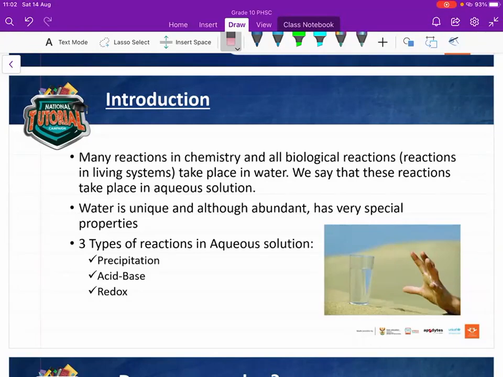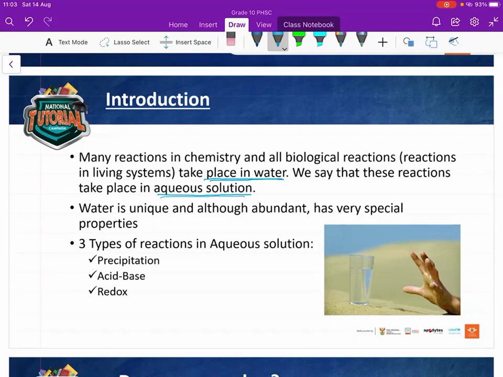Okay, let's get going. Reactions in aqueous solution. Many reactions in chemistry, and all biological reactions, so those are reactions that happen in living systems like animals or plants, take place in water. That's what we mean by aqueous solution: a chemical reaction that happens in water. Water is unique, and although it's everywhere and we take it for granted, it is a very special chemical substance. When people are always moaning about, don't drink this, there's chemicals in it, well, water is a chemical, and it's such an amazing chemical. All life depends on it.